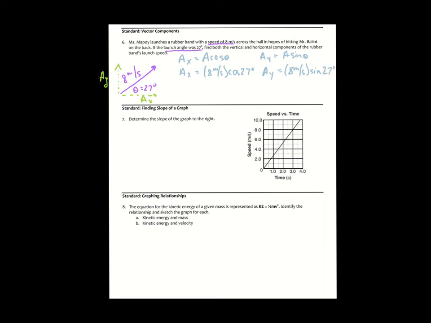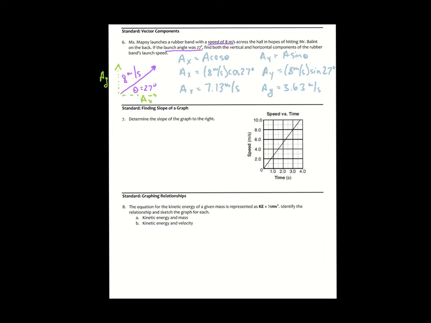The only difference between these two components is just using sine and cosine. The setup is entirely the same. The numbers are in the same positions. You're just changing sine or cosine. Okay. You get your horizontal x component to be 7.13 meters per second and AY to be 3.63 meters per second. And that's it for number 6. You just need to know how to calculate vector components. In terms of conceptual trends, we're not going to focus on that till later.